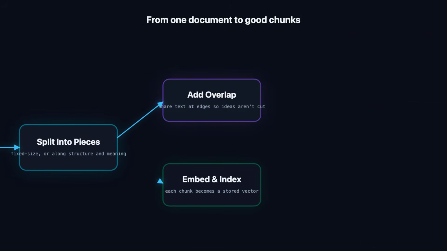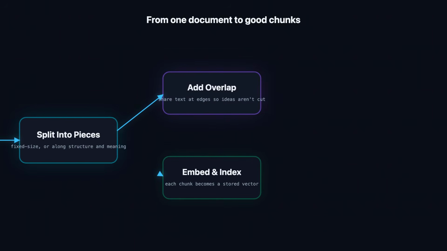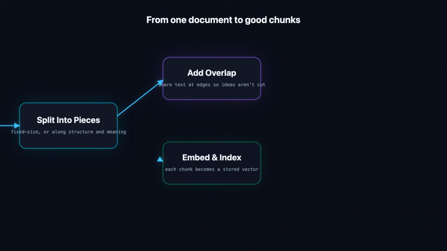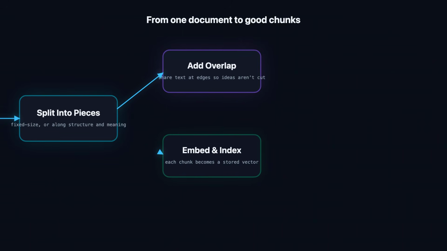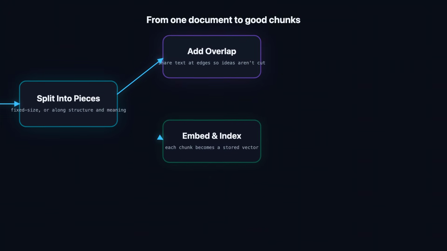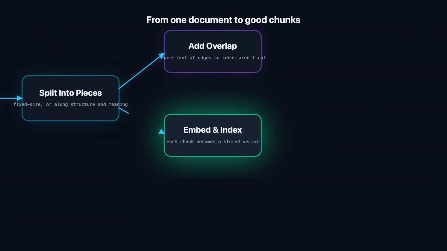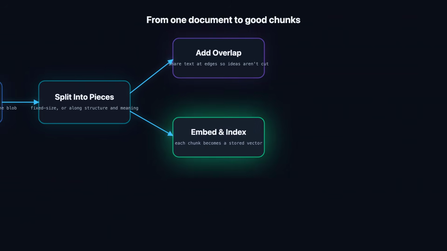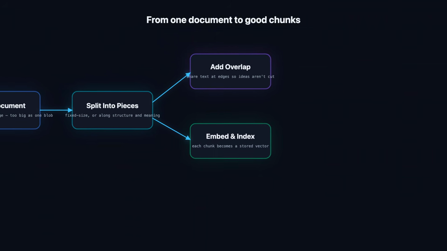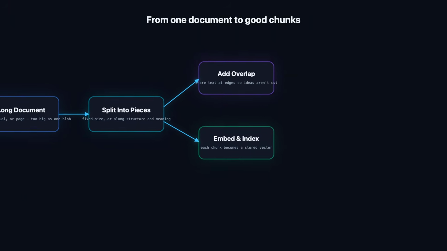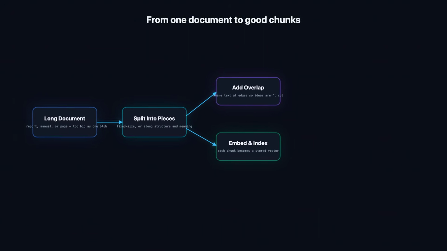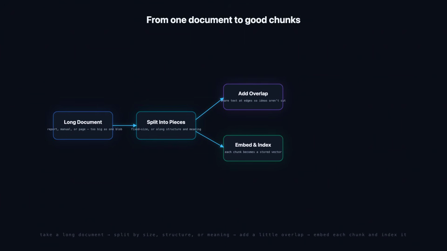We let neighboring chunks overlap a little, sharing some text at their edges. That way, if a single idea happens to fall right on a boundary, it is not sliced in half and lost. Each side keeps enough to stay understandable. Finally, each chunk is embedded into its own vector and stored in the index, ready for retrieval. From here on, chunks are the unit the whole system works with, which is why the choices we just made ripple through everything downstream.